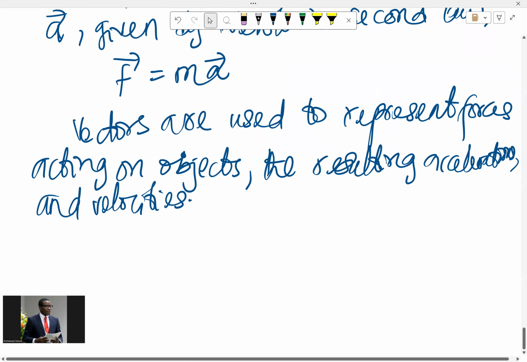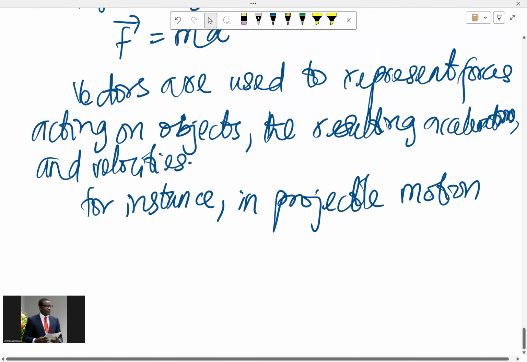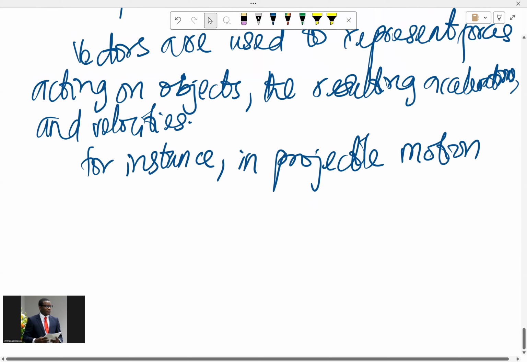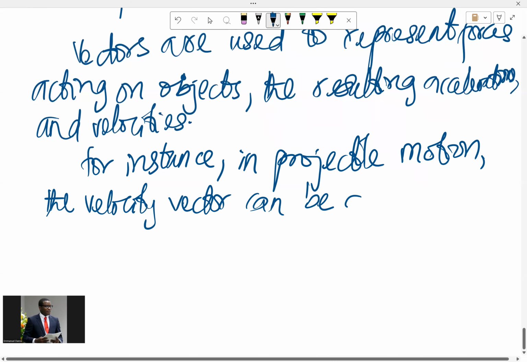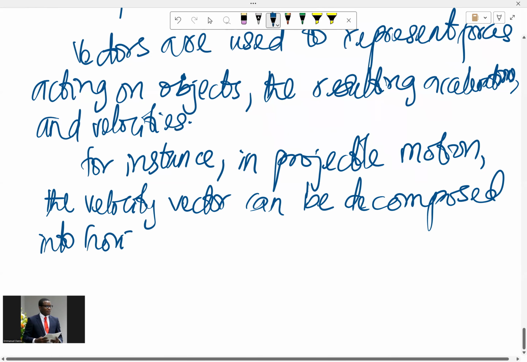So for instance, in projectile motion, that's you launching an object from an angle above the ground, the velocity vector can be decomposed into horizontal and vertical components.